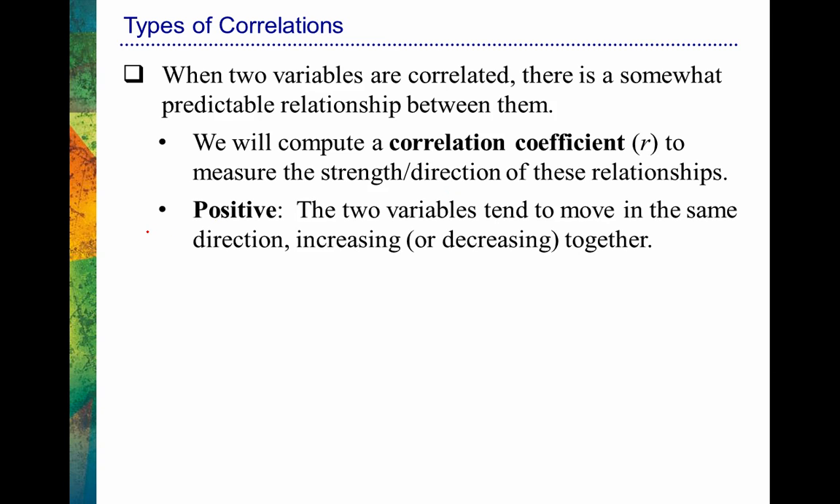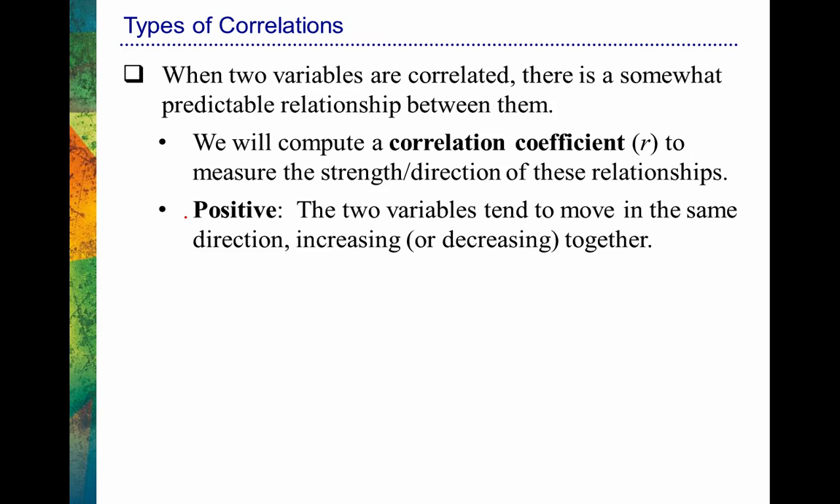If we have a positive correlation between the two variables, then the correlation coefficient that we compute will be positive. Coefficient just means number. We're going to compute a correlation value. Positive means that the two variables tend to move in the same direction at the same time. As one increases in value, the other tends to increase in value, which is the same thing as saying when one variable decreases in value, the other variable tends to decrease in value.